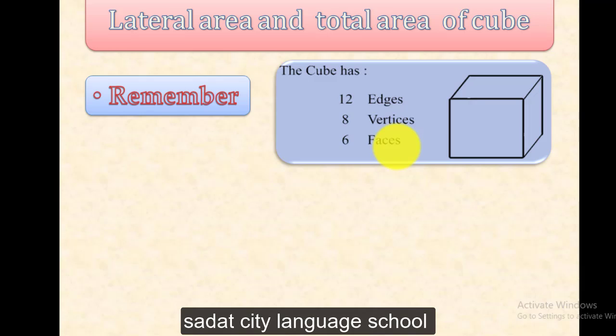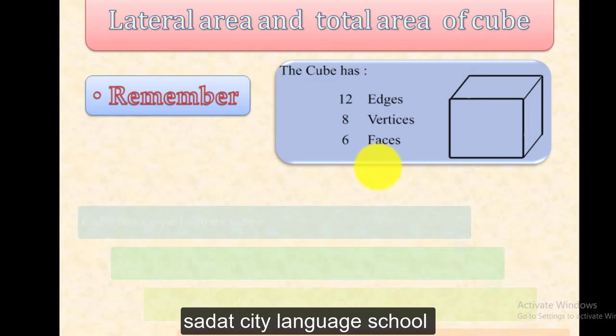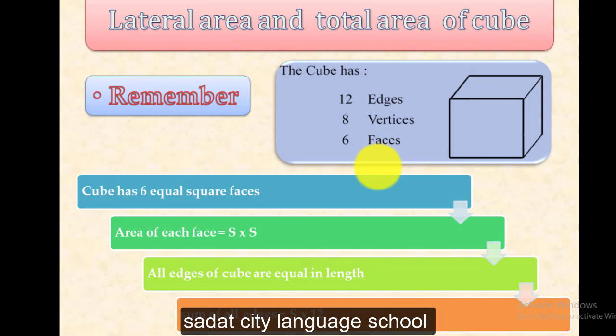Each face is in the shape of a square, and all squares are equal, so we have a remark. Remark number 1: a cube has 6 equal square faces. The area of each face equals side length times side length. Number 2: all edges of a cube are equal in length.